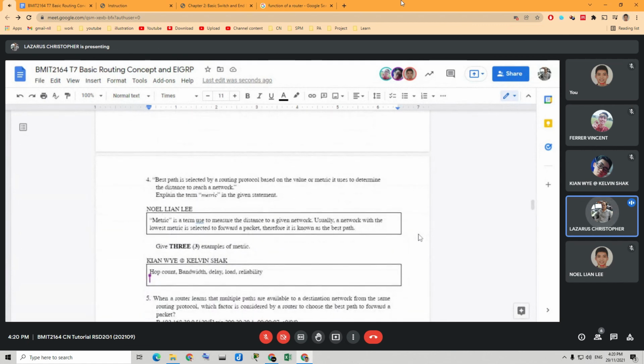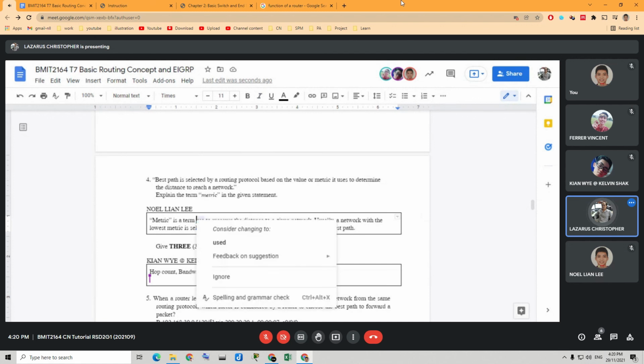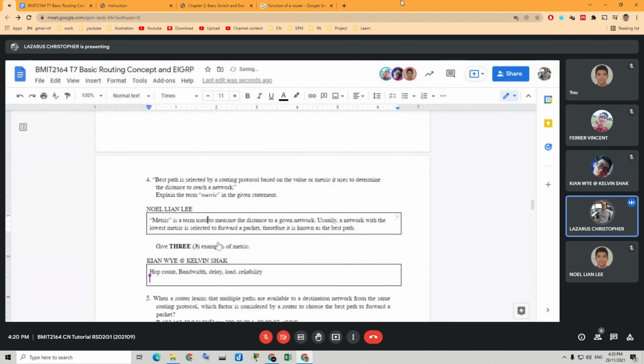So the best path is selected by the routing protocol based on, I'm looking at number 4 now, the value or metric it uses to determine the distance to reach a network. Okay, so the metric, the explanation of the metric. Let me correct your grammar: a metric is a term used to measure the distance to a given network. Usually, a network with the lowest metric is selected to forward a packet, and is therefore known as the best path.